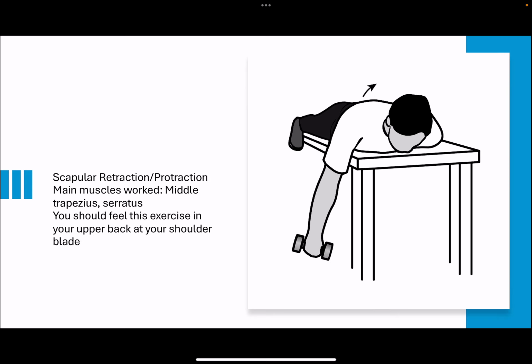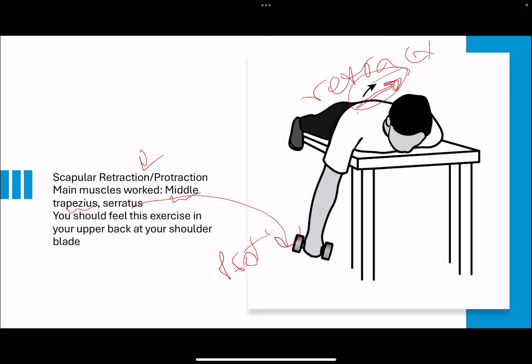Okay, scapular retraction and protraction. Move the scapula towards the other side of the body. Retract the scapula, retract it. Middle trapezius will be the most active muscle. In protraction, serratus anterior will contract concentric. You should feel this exercise in your upper back at your shoulder blade.